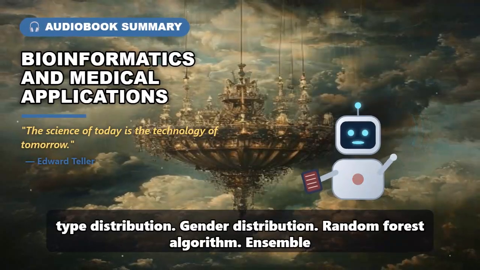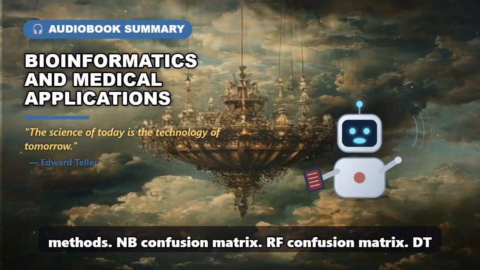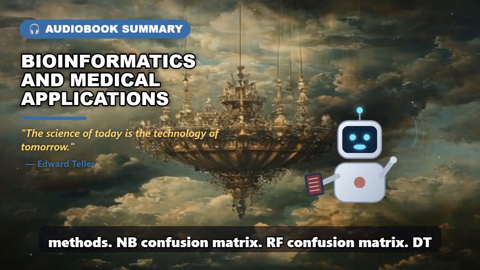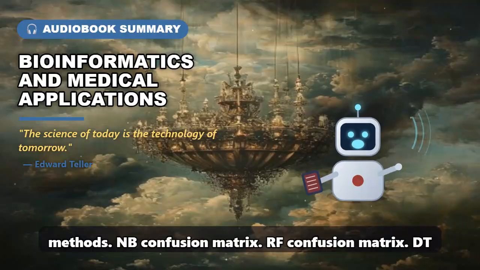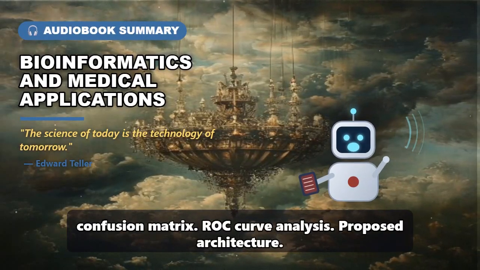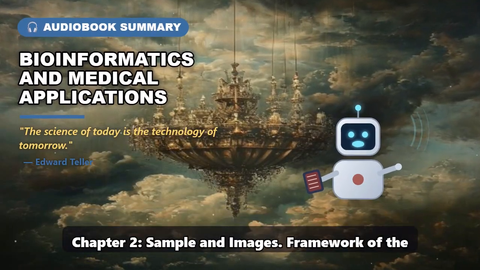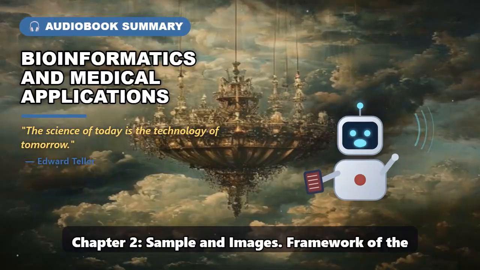Random forest algorithm. Ensemble methods. NB confusion matrix. RF confusion matrix. DT confusion matrix. ROC curve analysis. Proposed architecture. Chapter 2: Sample and Images.